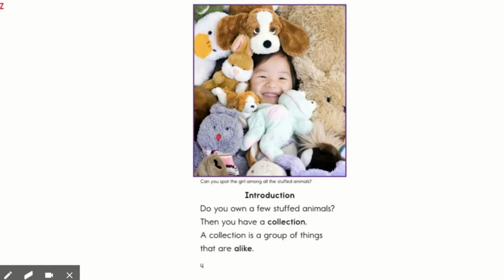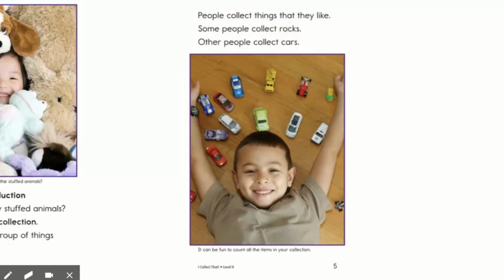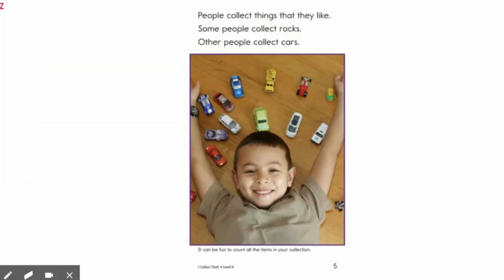Introduction. Do you own a few stuffed animals? Then you have a collection. A collection is a group of things that are alike. If you look at the photograph, you can see that there are words underneath the photograph that tell about the picture, and that's called a caption. The caption reads, "Can you spot the girl among all the stuffed animals?" People collect things that they like. Some people collect rocks. Other people collect cars. Under the photograph, the caption reads, "It can be fun to count all the items in your collection."